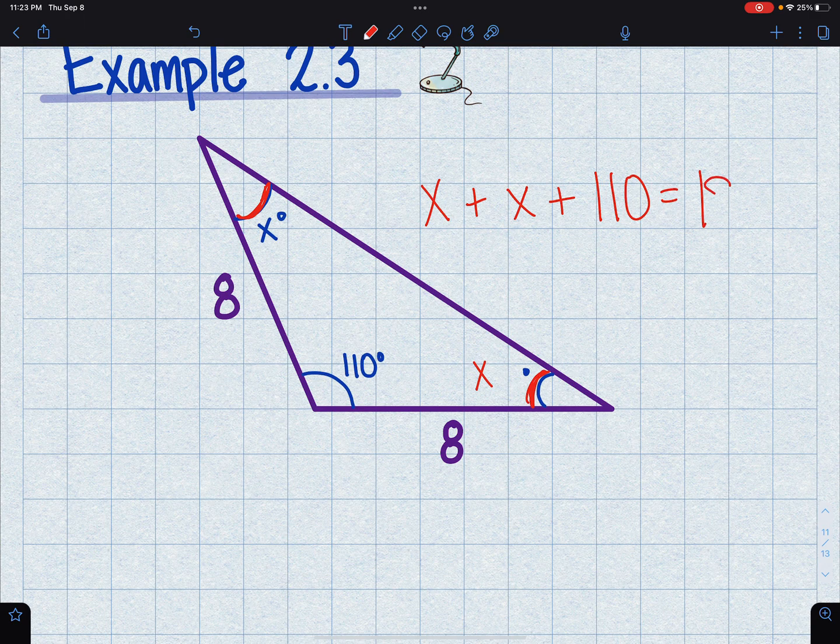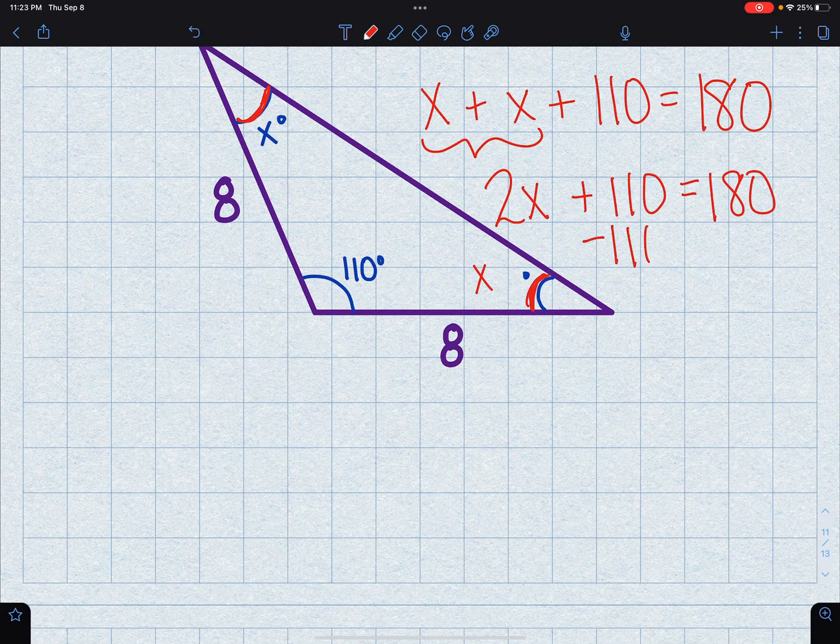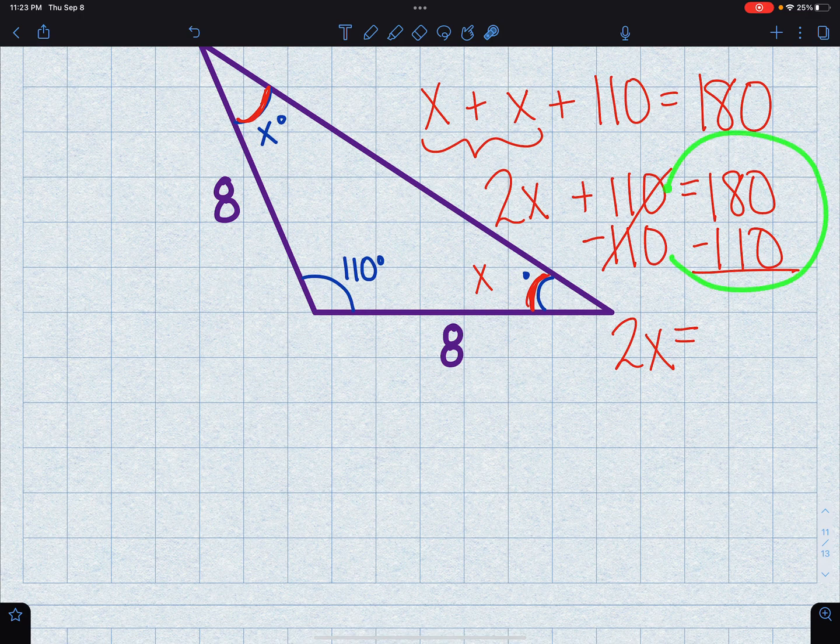So now, if we say X plus X plus 110 equals 180, now I can combine this and say 2X plus 110 equals 180. Let's subtract 110 from each side. That way I'm starting to isolate the variable, and I have 2x is equal to 180 minus 110, so that's 70. Now let's divide both sides by 2, so that cancels out.